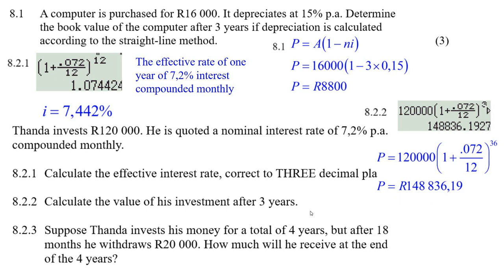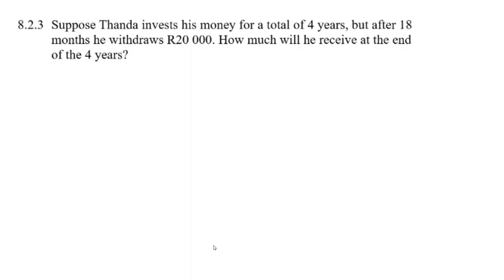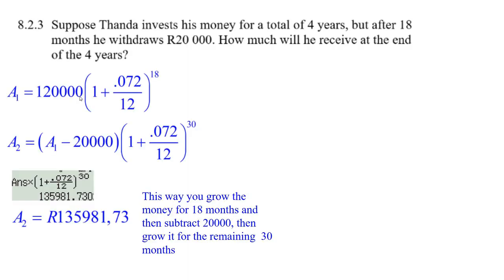Well, we're almost finished. Suppose Tanda invests this money for a total of 4 years, but after 18 months, he withdraws 20,000 Rand. How much will he receive at the end of 4 years? Well, let's think about that one. There are actually 2 different ways of looking at it. You can do it this way. 120,000 Rand, grow it for 18 months.